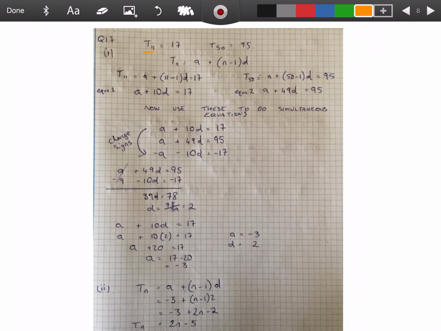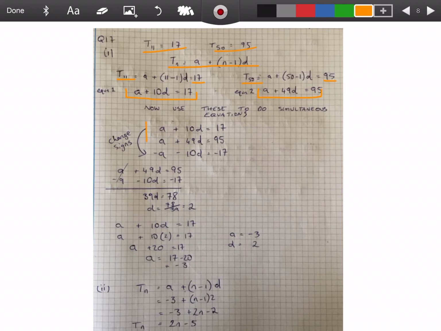So I've got my term 11, I've got my term 50. I can fill them into the general term formula. I can put that equal to 17 for 11 as my n value, and I can put that equal to 95 for 50 as my n value. So you can see I've worked out two equations. A plus 10d equals 17, and A plus 49d is equal to 95.